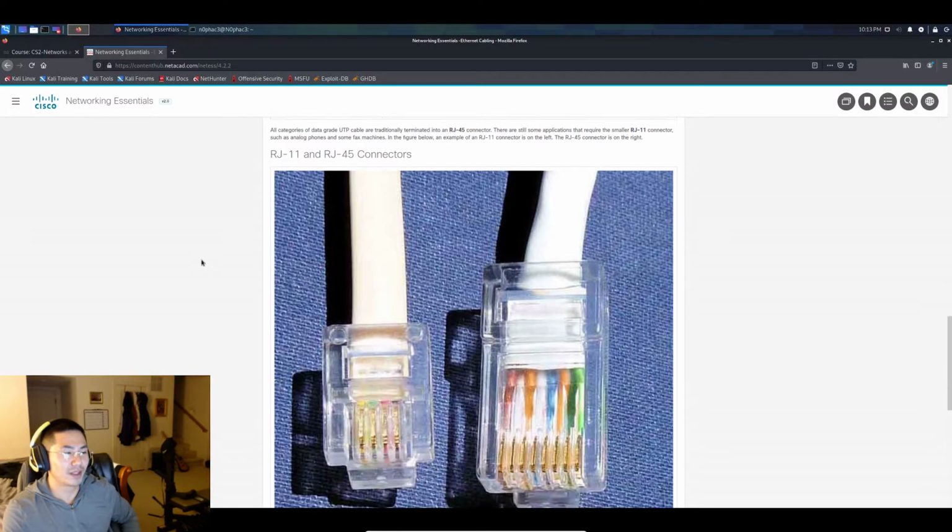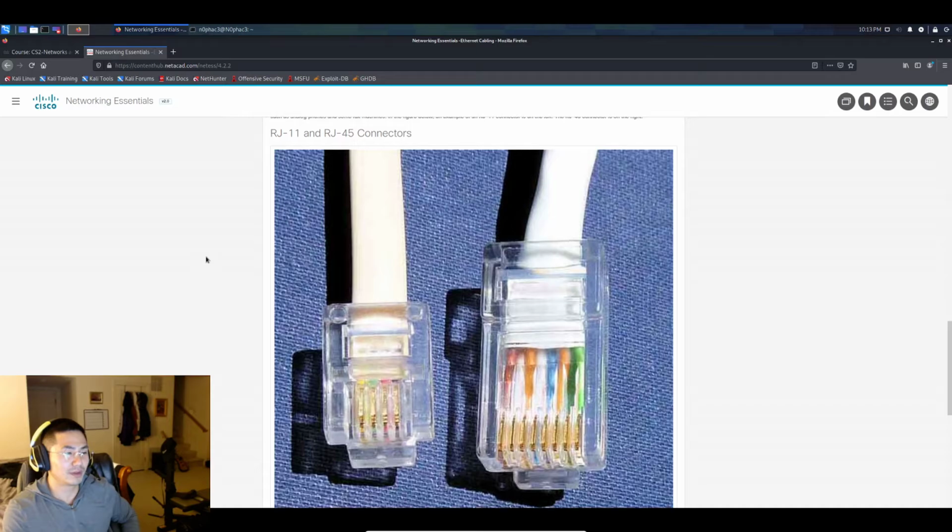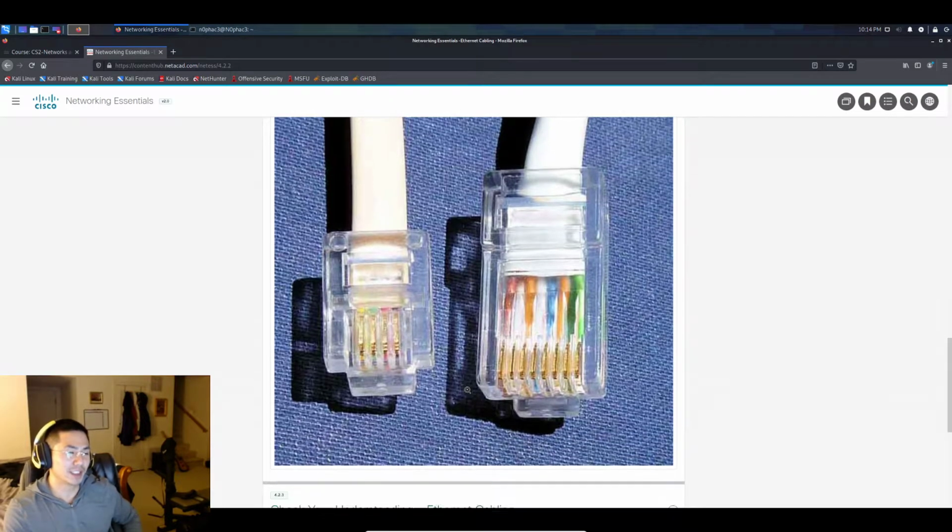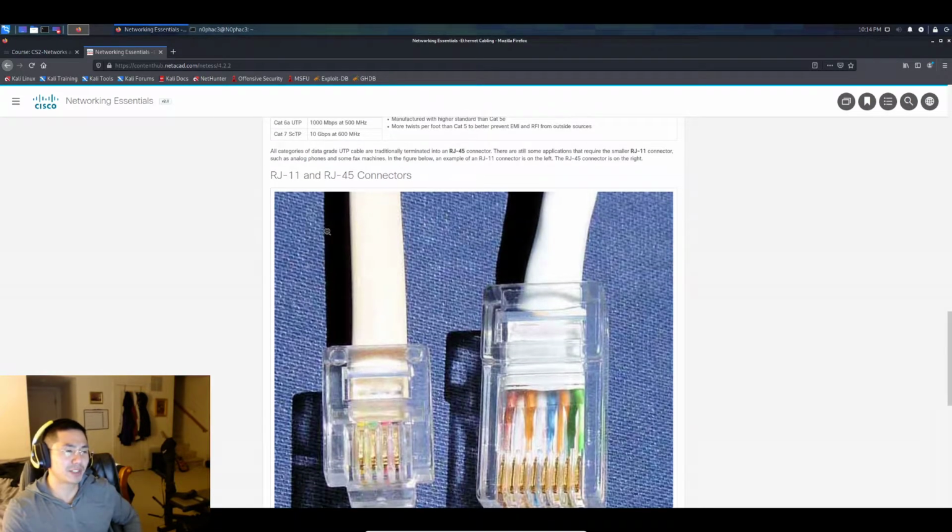RJ11 is the smaller one, and then we got RJ45, the larger ones. Yeah, so RJ45, I believe, is going to be the more common one that is used for Ethernet.